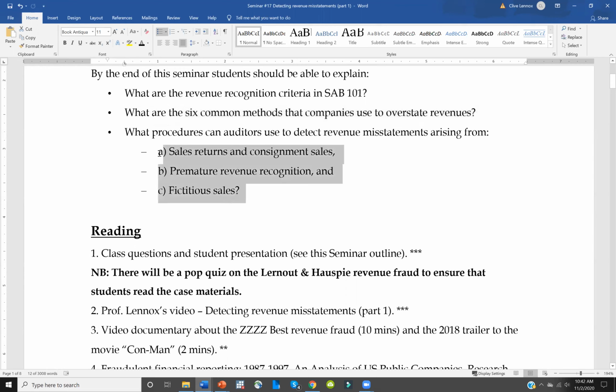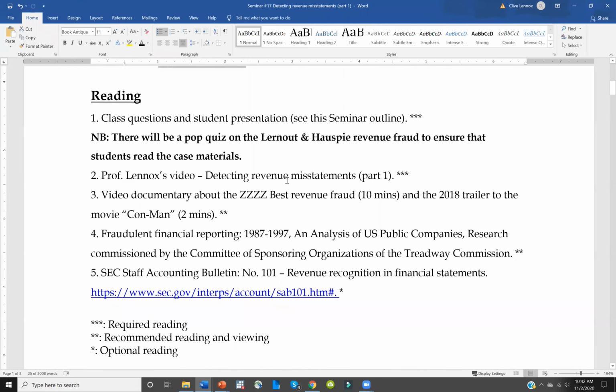Okay, so those are 3 of the 6 areas in which revenue misstatements are likely to occur and therefore pose high risk to an auditor. So in preparation for the seminar, you need to read through the seminar outline, have a look at the questions, and there's also a student presentation. This presentation is about a company called Learnout and Houseby, which was involved in a revenue fraud, and you'll need to read through that case in order to answer a pub quiz that you'll have in class.